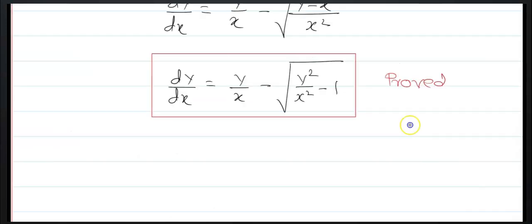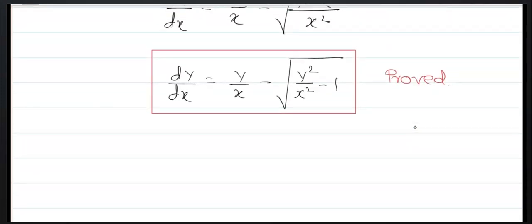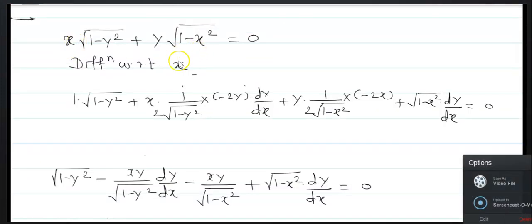Now see this, differentiate this with respect to x. The derivative of x is 1, into root of 1 minus y square, plus x as it is. The derivative of root of 1 minus y square is 1 upon 2 root of 1 minus y square, into the derivative of 1 minus y square, which is minus 2y into dy by dx.